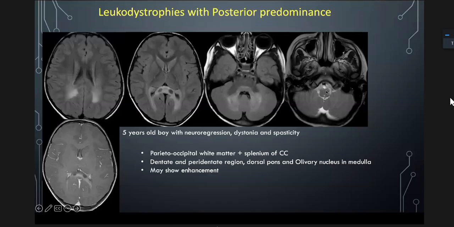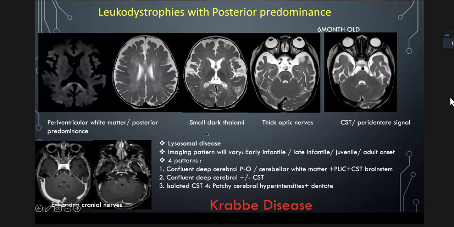So the olivary nucleus in the medulla is involved. There is some amount of enhancement. So earlier we thought maybe this is adrenoleukodystrophy, but then this pattern was a little atypical, and the genetics was suggestive of PEX6 gene mutation, or this is a peroxisomal disorder. So the peroxisomal disorders also have posterior predominance. So posterior white matter. So one differential for adrenoleukodystrophy will be peroxisomal disorders.